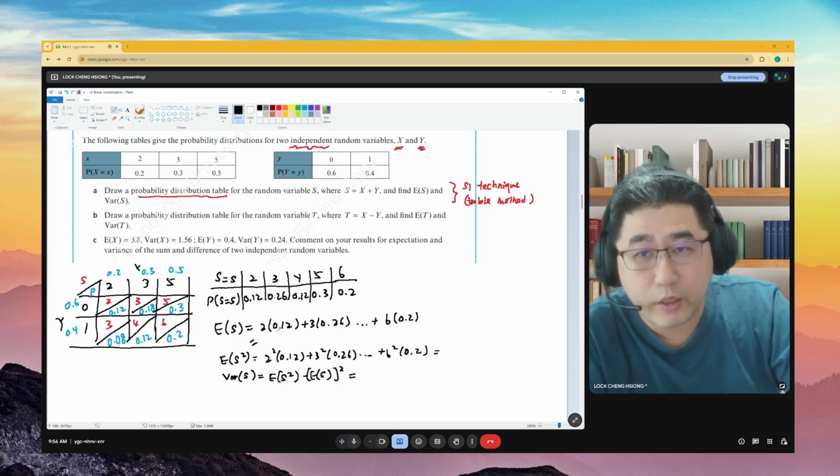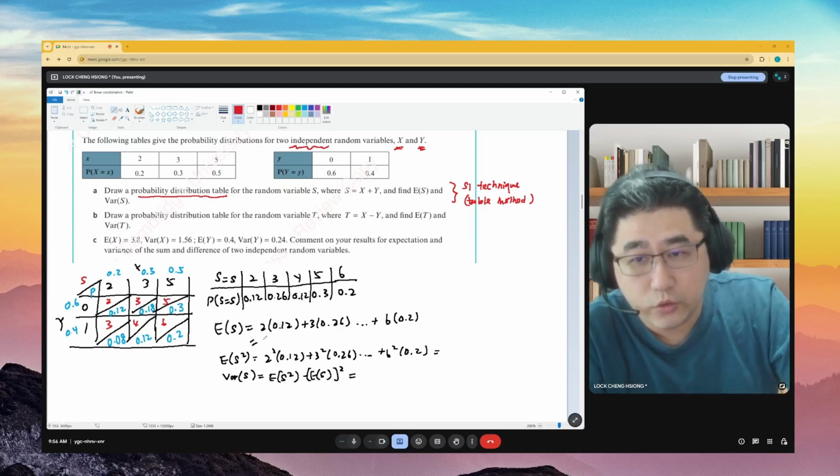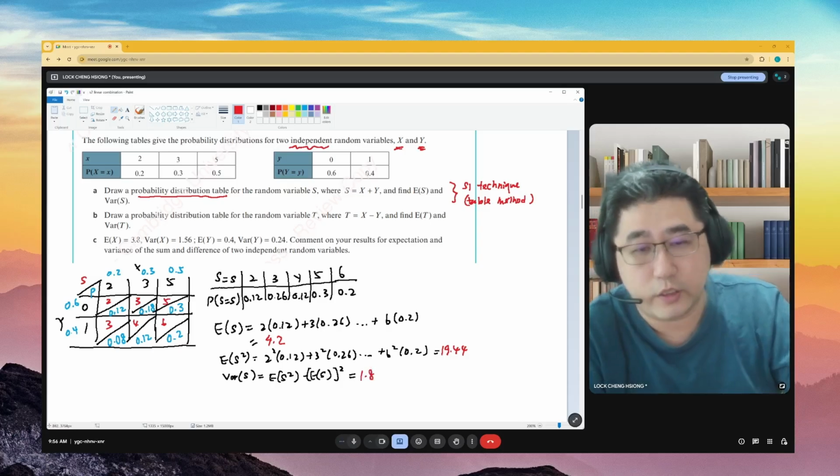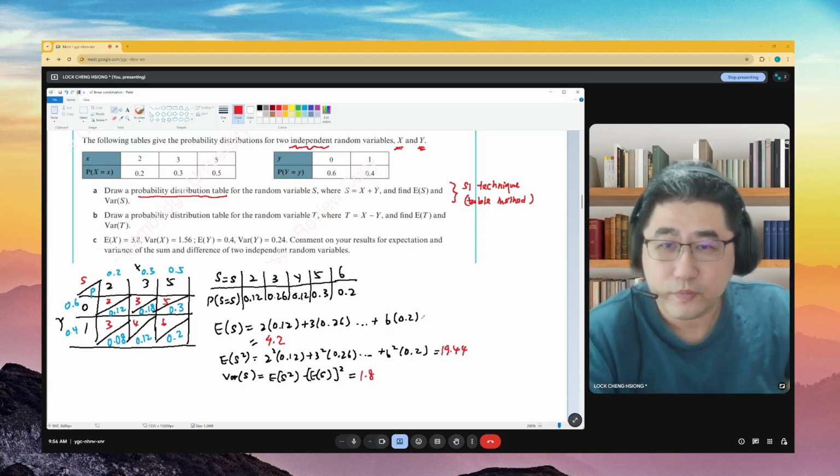Okay, I got my values. This one is 4.2, this one is 19.44, and this is 1.8. That's the answer.